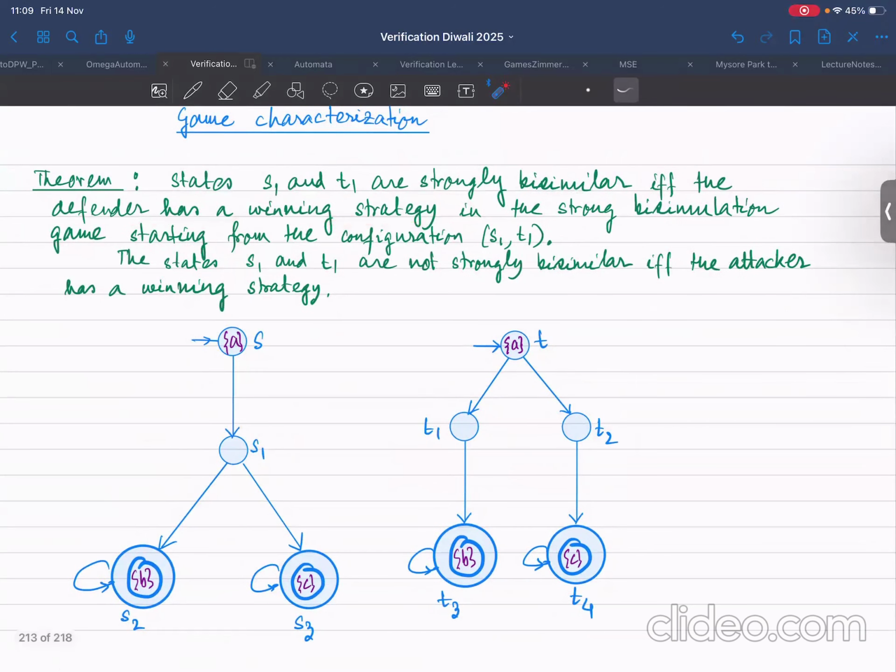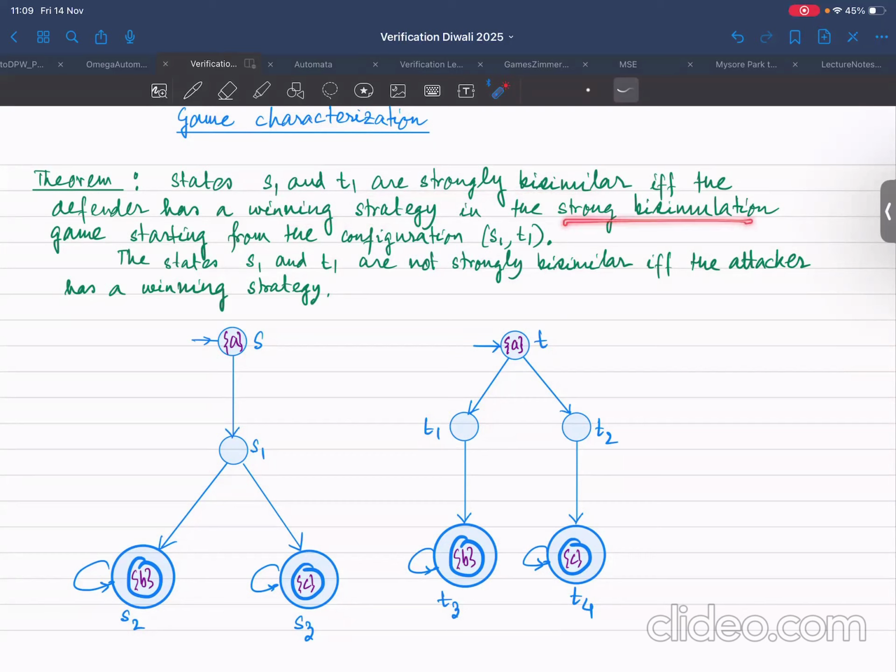What does it mean? That no matter what the challenger does or the attacker does, the defender is always able to mimic the move of the challenger. So that is called a winning strategy. So essentially, irrespective of whatever the challenger does, the defender is able to mimic the move of the challenger, right? So it says that the two states are strongly bisimilar if and only if the defender has a winning strategy.